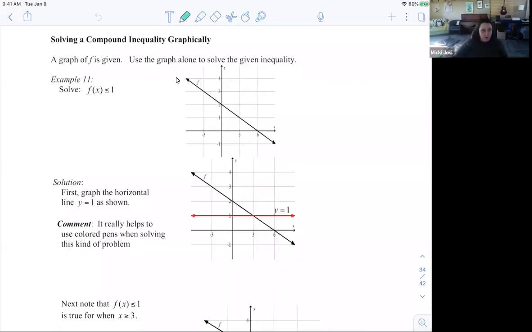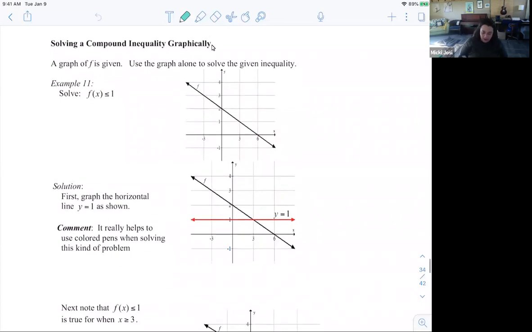All right, so we want to go over solving a compound inequality graphically. We've been doing solving them algebraically. Now, if you were solving this graphically, you are given a graph of a line. But just for fun, could we come up with the equation? What is f of x's equation? F of x equals, what could we do to find this equation?